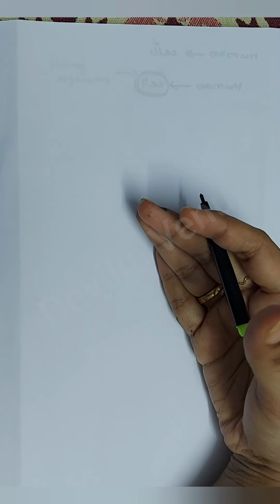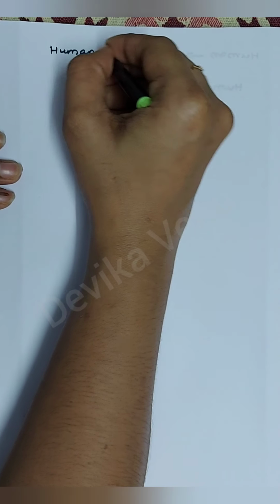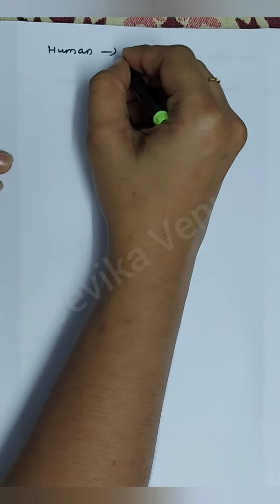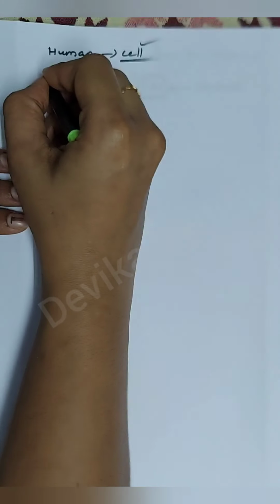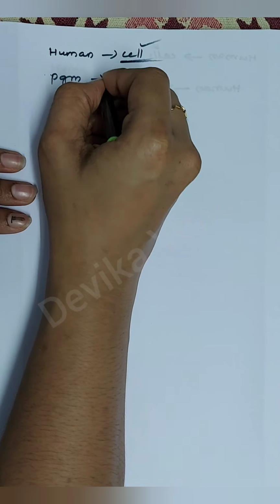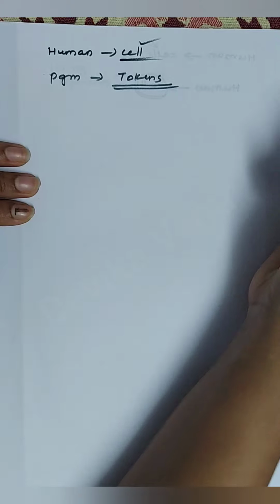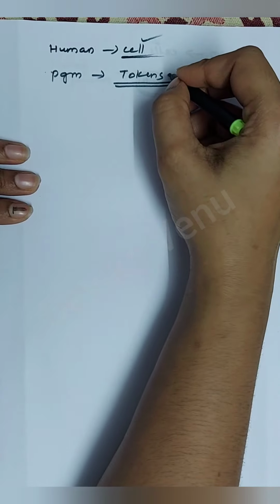Just like a human body, the basic or smallest unit is a cell. Cells join together, and the human body is made of a number of cells. So this is the smallest unit in a human body. Just like that, in a programming language, the smallest unit is known as tokens. Okay, the smallest unit is known as tokens. Anyway, I will show you what these tokens are.